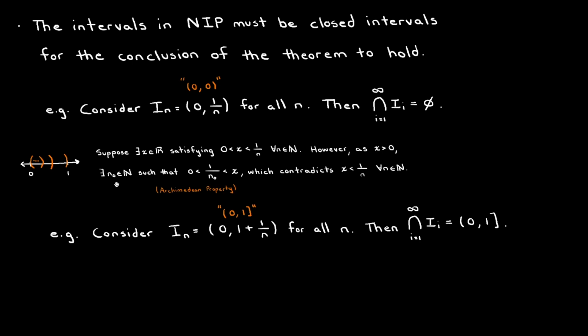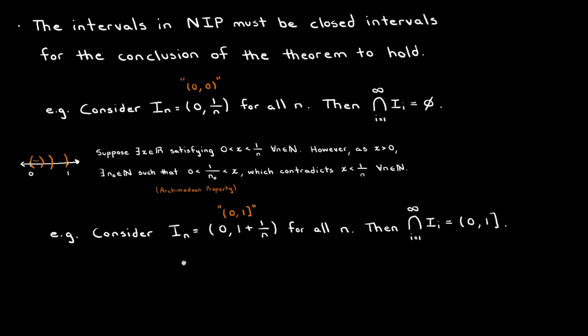Another way to look at it is that the n naught interval will end up excluding x, and so therefore x cannot be part of the infinite intersection. It does not lie in all of the intervals. At some point, this x will get excluded by these intervals up here, and so therefore the intersection of all these open intervals is actually empty.